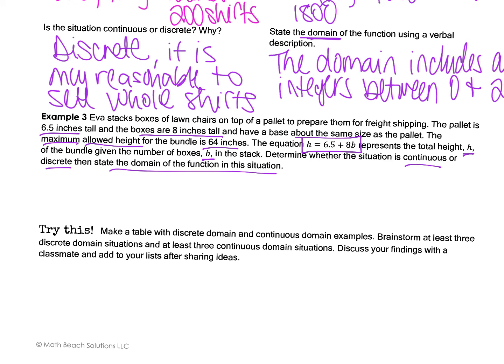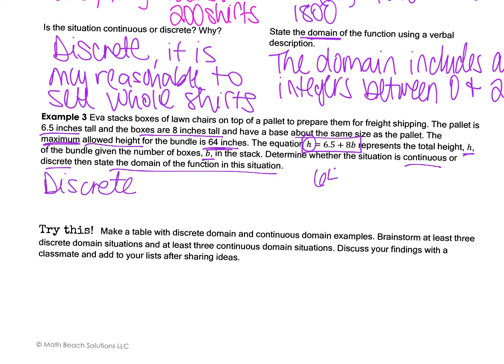So first off, B represents your number of boxes. We can't have a portion of a box. It's either 1, 2, 3, 4, and so on. So this is going to be a discrete situation. And then we need to figure out our domain. So we know H, which is your Y there, is your height of the bundle. Remember, it told us the maximum height was 64.